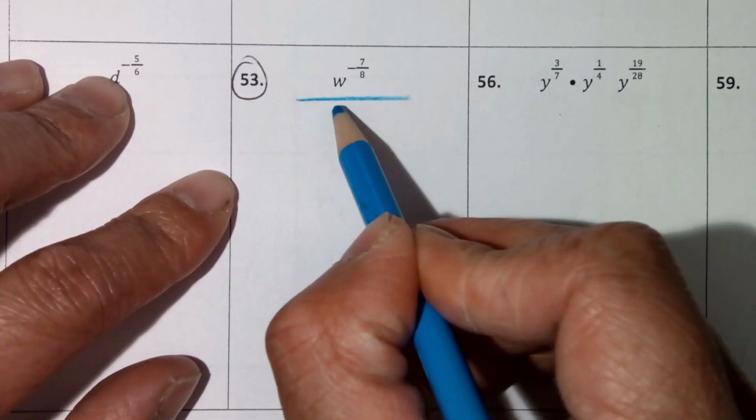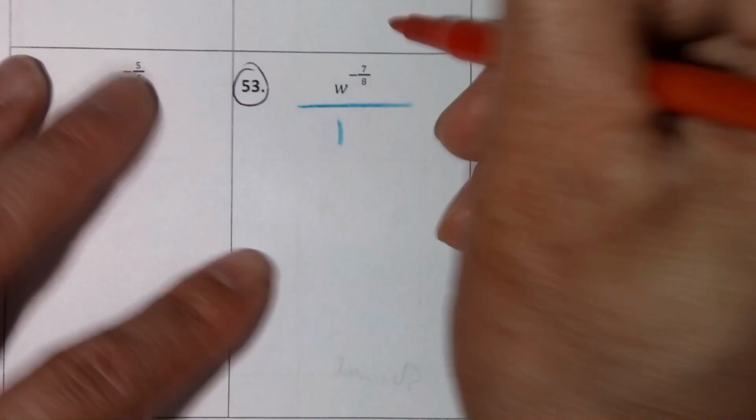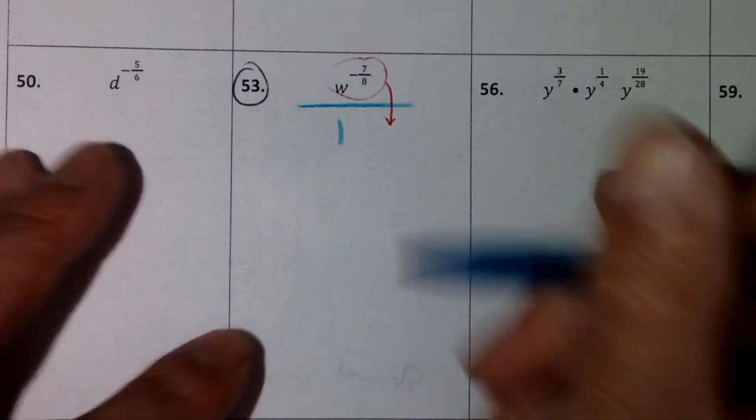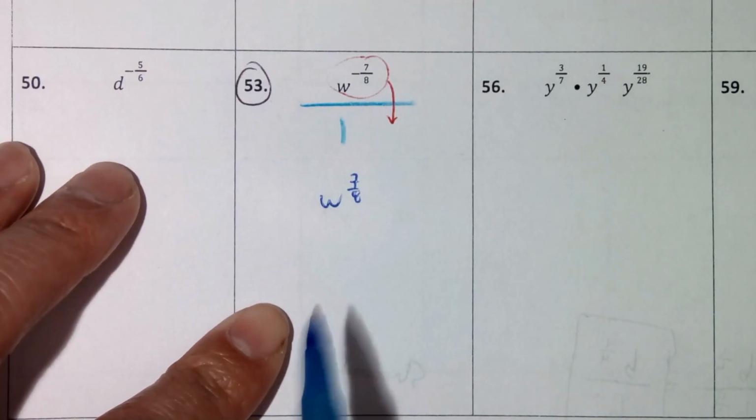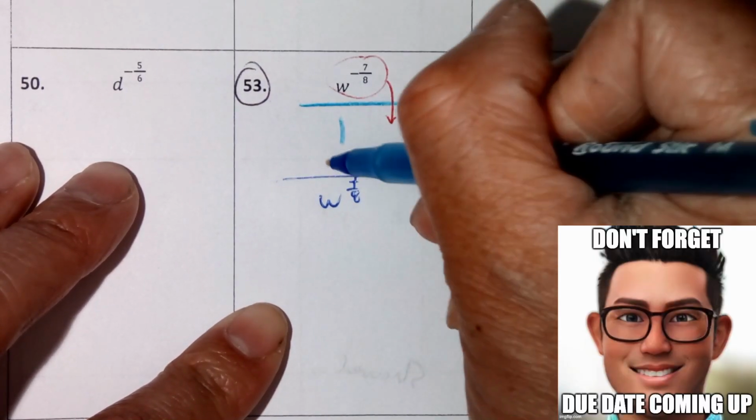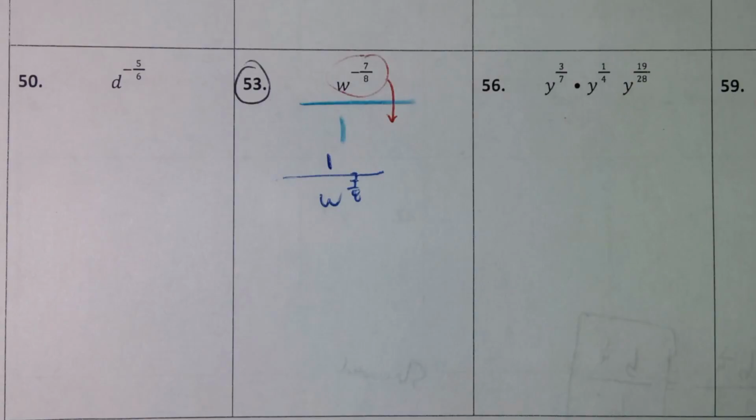Alright, question 53, negative exponents, put it over 1. Now I'm going to deal with the negative exponents, going to go downstairs here, so w to 7/8 is in the denominator, and there's something left in the top of the fraction, that's a 1. 1 over w to the 7/8.